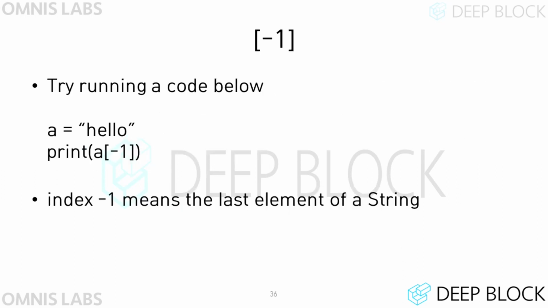You can put -1 as the index of the string. Run the code on the string. You will see O printed on the screen. The index -1 means the last index of the string. However, an index such as -2 does not exist.